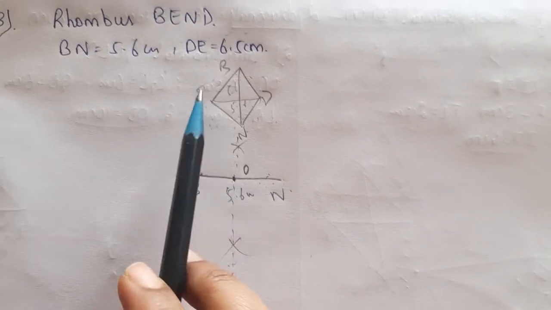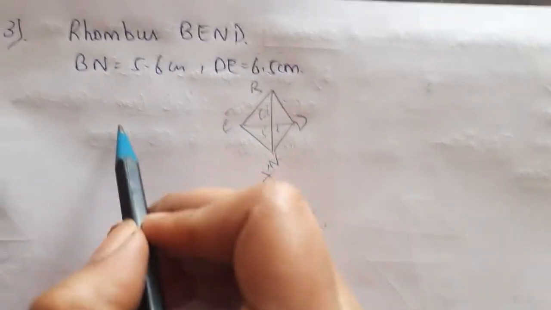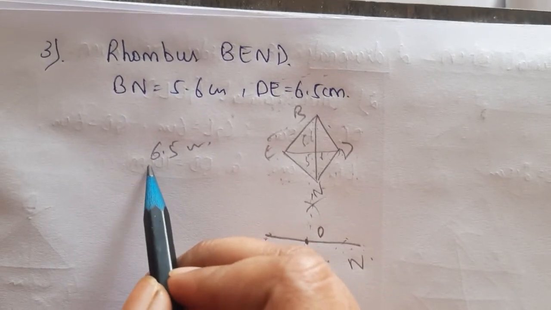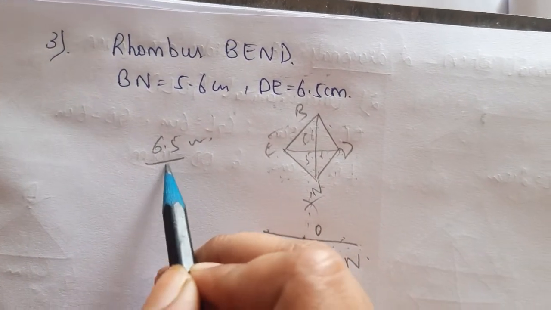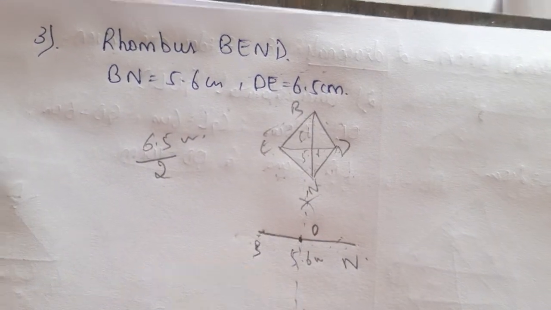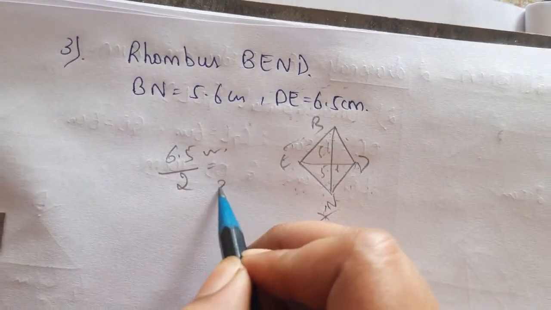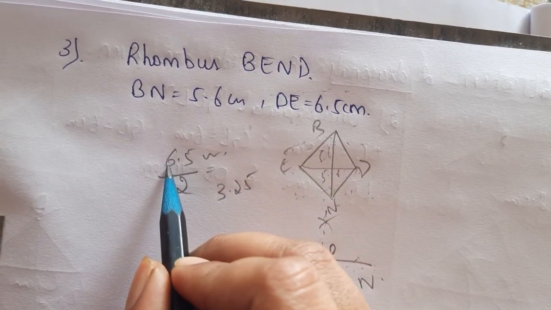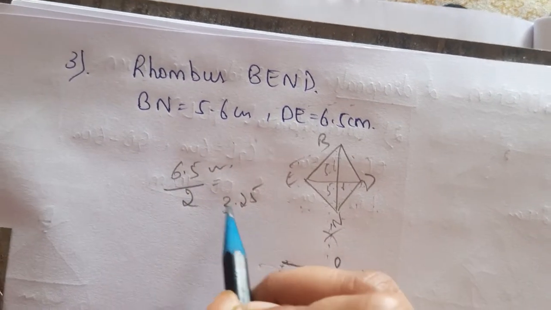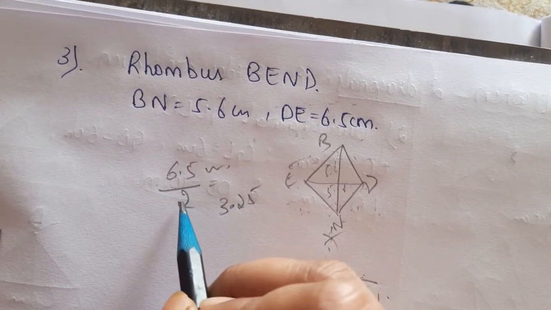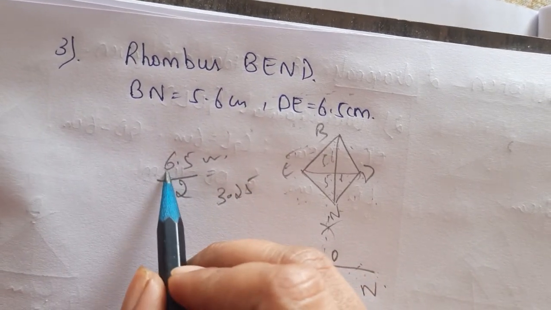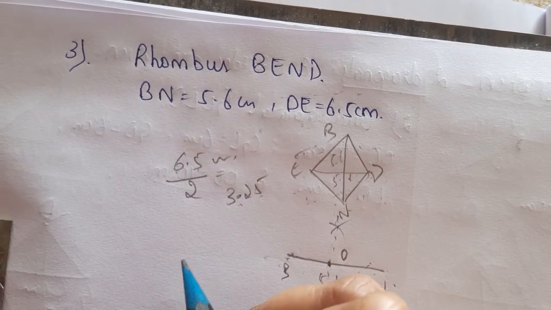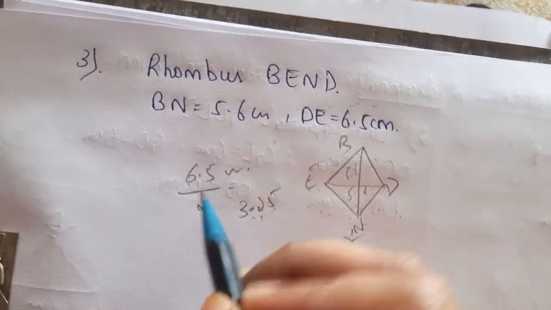Next, which is the second diagonal given? DE, which is 6.5 centimeter, children. Since the diagonals perpendicularly bisect, we will divide the 6.5 by 2. When you divide, you get 3.25, isn't it? How? What is half of 6? 3. So 3 point as it is. Sorry, half of 5 is 2.5. If you don't want to do it this way, then you can do it here.